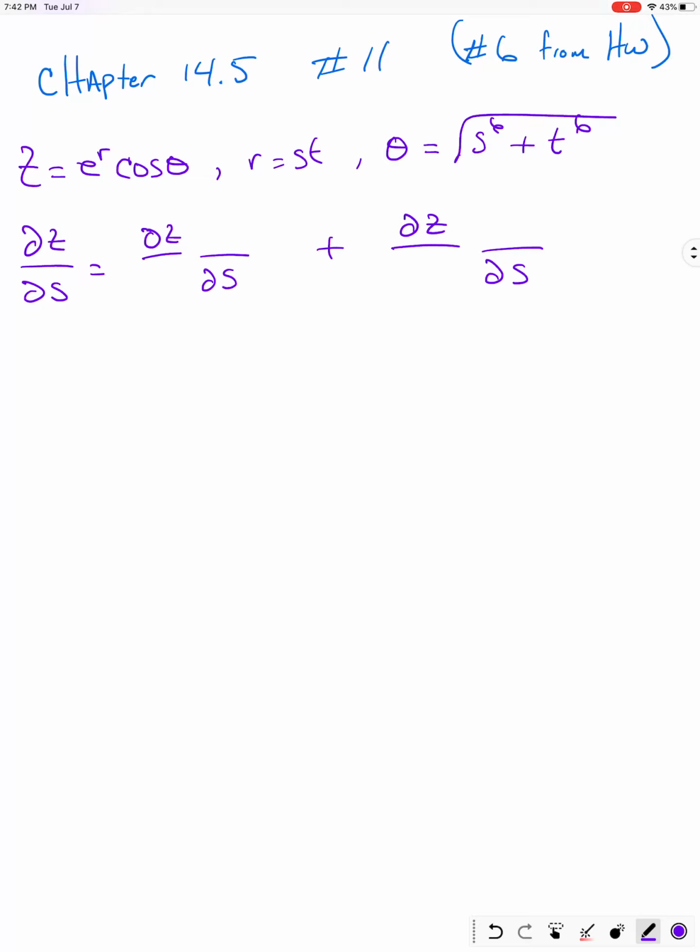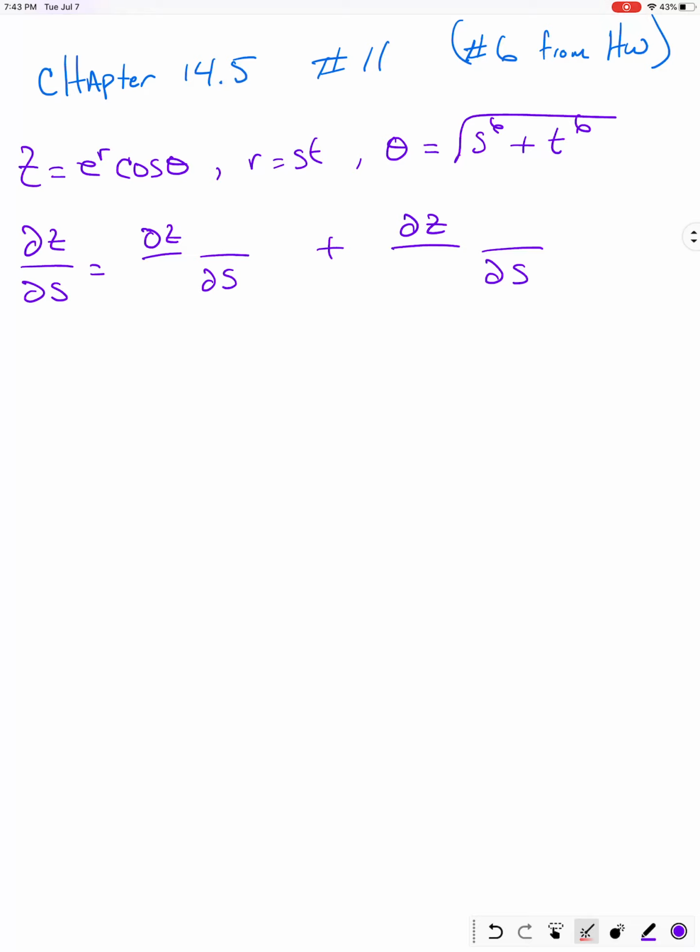This question is from Chapter 14.5, number 11 in your textbook, and that corresponds to number 6 from 14.5's homework. So we are given a function z with variables r and theta: z equals e to the r times cosine of theta. We're also told that r is a function of s and t, so r equals s times t, and theta is also a function of s and t: the square root of s to the 6 plus t to the 6.